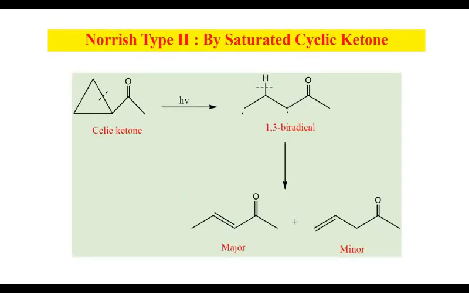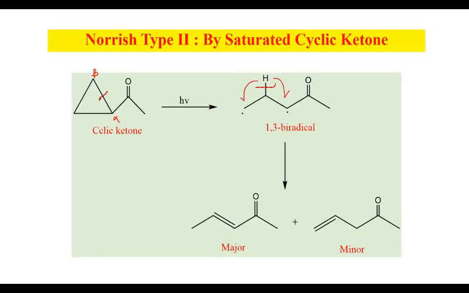Here is the second type, that is saturated cyclic ketones. As we all know that three-member rings are unstable, so this alpha beta bond is broken down and this 1,3 biradical is formed. Here are the two possibilities. This hydrogen is shifted either to this carbon or this carbon.